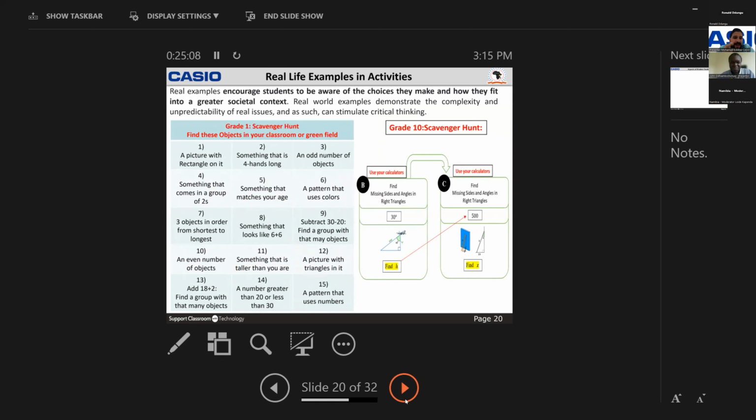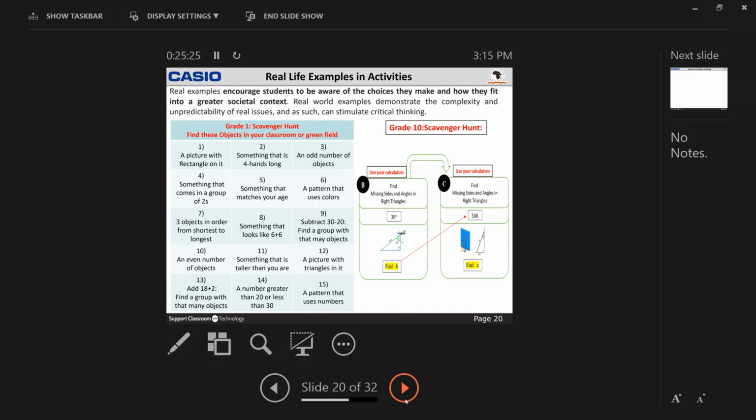For example, this is a grade one activity which is known as scavenger hunt. It's an activity in modern teaching that could be done where students can, for example, number one is saying a picture with a rectangle on it.